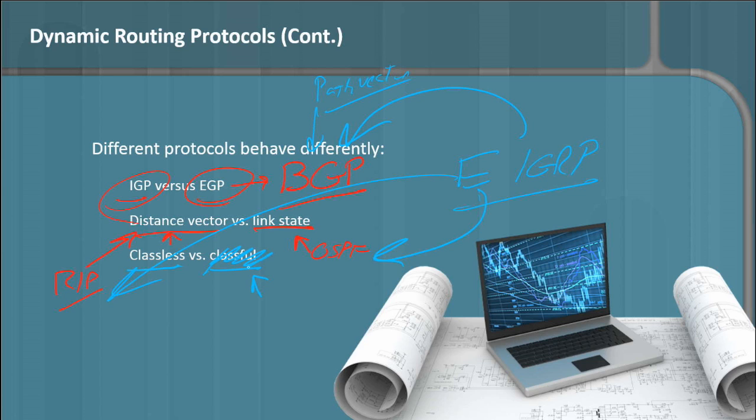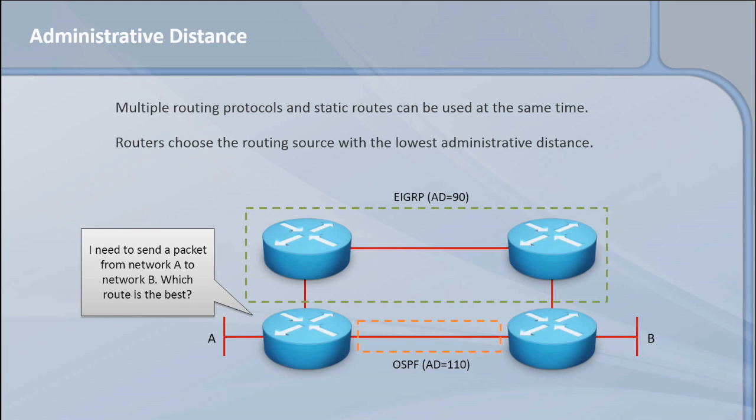Older routing protocols were classified as classful. That doesn't really work today. So today, all of our routing protocols support classless. With our routing protocols, remember that each routing protocol has an administrative distance assigned to it.